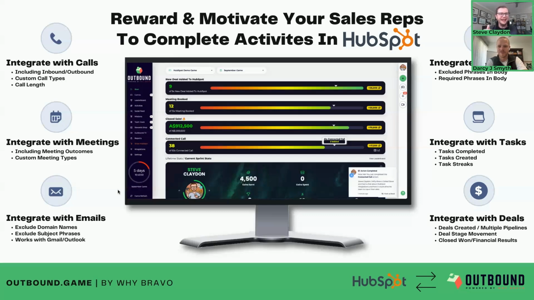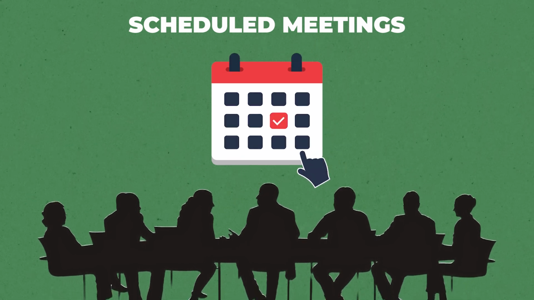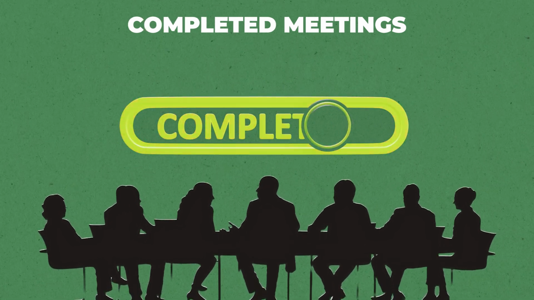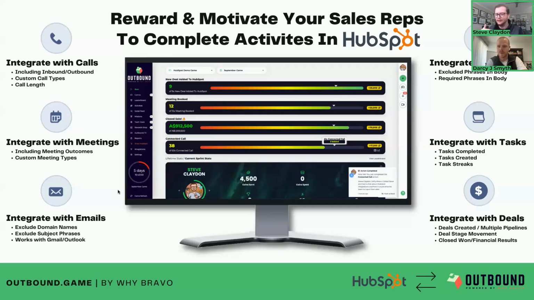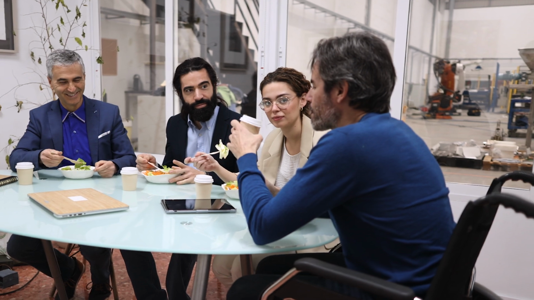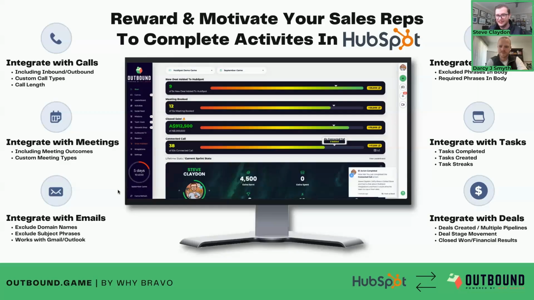The second big one is obviously meetings. That's what a lot of sales reps are looking to do. And we can integrate on meeting outcomes. So scheduled meetings, so you can reward those people whose job is to book meetings, but also completed meetings. We can also do custom meeting types on that one as well. So if it's a virtual meeting versus a face-to-face versus a lunch and learn, we can gamify all of those different meetings and reward them up and down depending on what you want to see more of in your business. So pretty sweet.